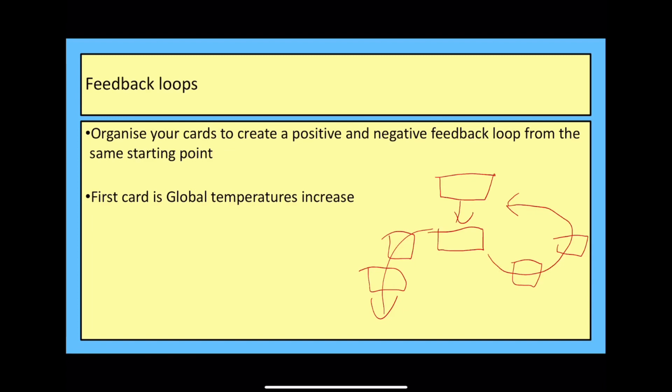So the first card is global temperatures increase, so that goes here. What you need to look at when we go to the next slide is what will global temperature increase directly lead to, and then that goes in the next card. And then this should lead to a positive feedback loop and a negative feedback loop. You should have a couple of cards that go on the positive feedback loop and a few cards, I think it's 3 cards, that go on the negative feedback loop, and that should be the general arrangement. The idea here is that the same starting point, the same input of global temperatures increase, can lead to 2 different outcomes, a positive feedback loop or a negative feedback loop.